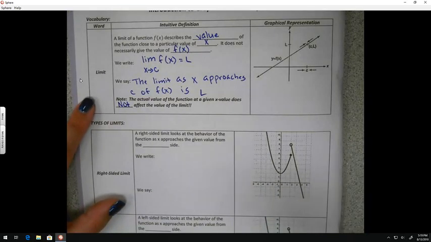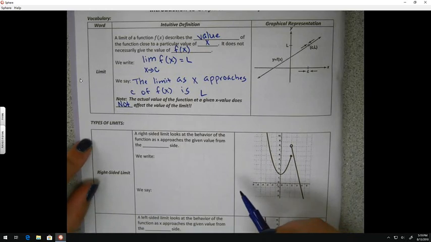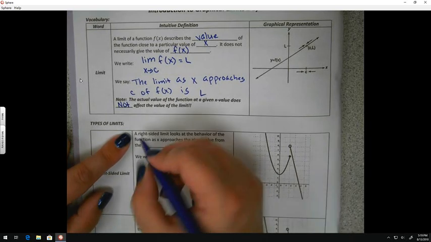So when we look at limits, we actually have three different types. We have right side, left side, and then we have overall limits. So a right-sided limit, clearly, is going to look at the behavior of the function as x approaches a given value from the right side.